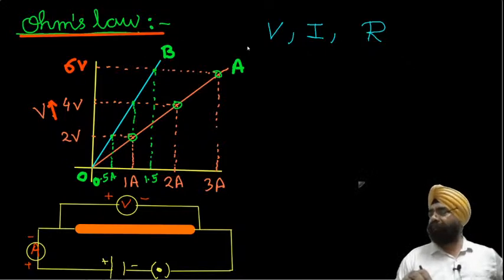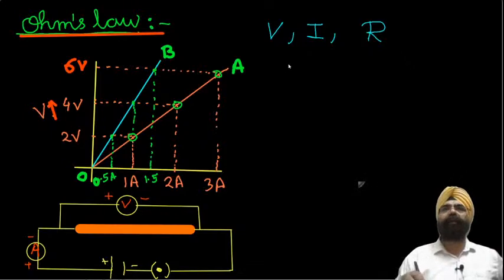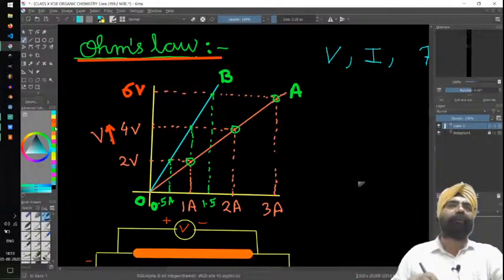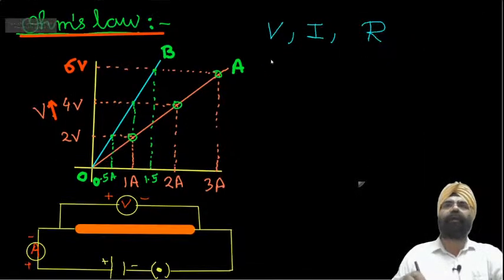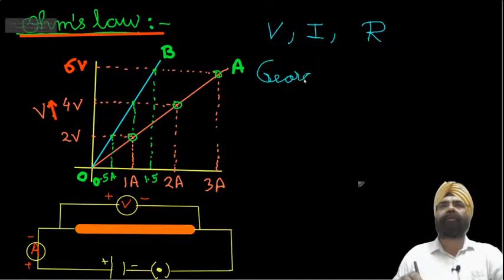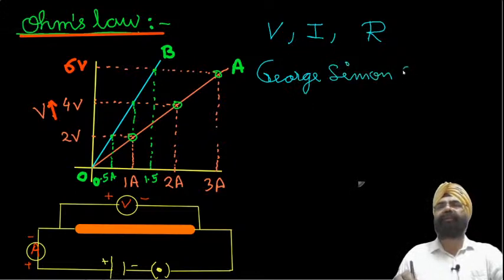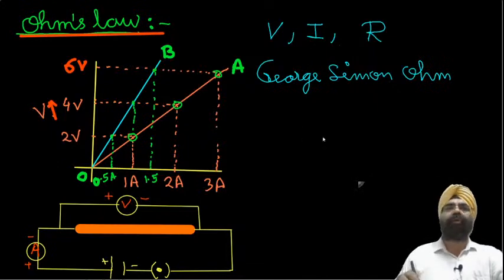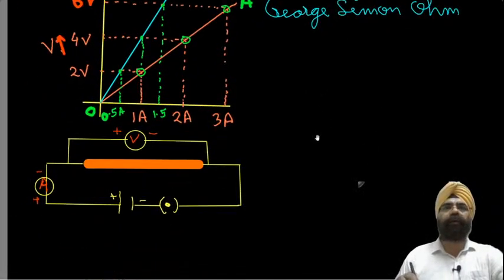ओके, पूरा नाम क्या था ओम का? जॉर्ज साइमन ओम. ठीक है, ये एक फिजिसिस्ट थे जिनका नाम था जॉर्ज साइमन ओम. ओके, सो जॉर्ज साइमन ओम, he gave us this relation between V and I. ठीक है, उन्होंने क्या किया, ये हम देख लें.